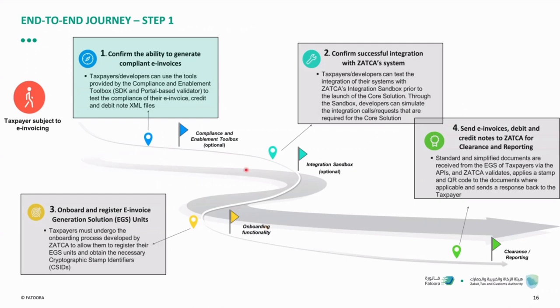Looking at a taxpayer who is subject to phase 2, there are 4 main steps that the taxpayer can take. The first 2 are optional. However, we do recommend going through them. And then the last 2, which are 3 and 4, are actually mandatory.